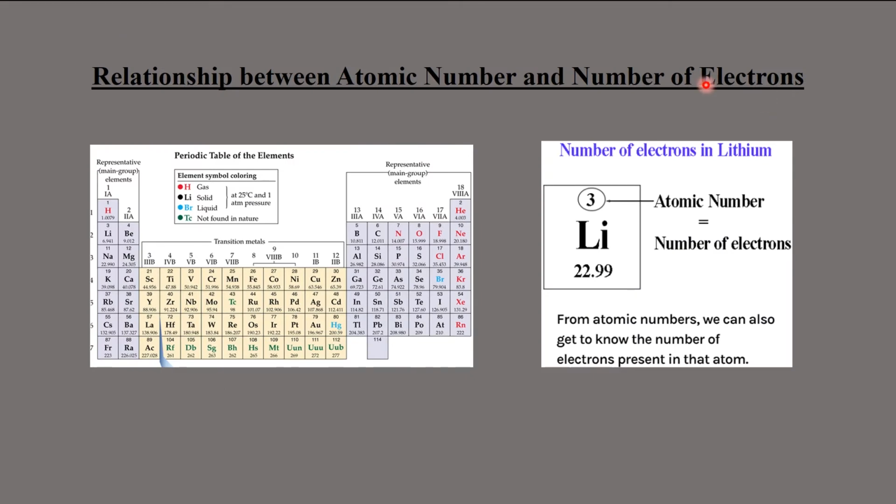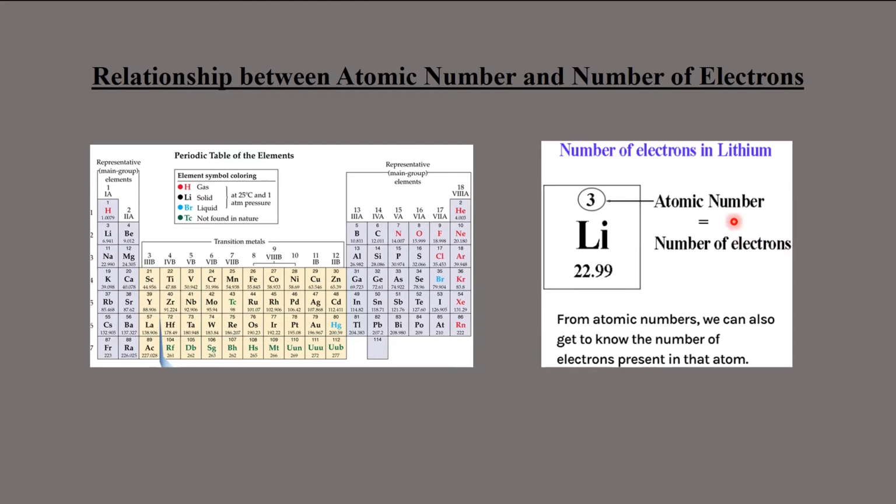Let's look at the relationship between atomic number and number of electrons. As you know, electrons are negatively charged and protons are positively charged. Based on Thomson's atomic model, the atoms of an element are neutral and have no electrical charge. Having both negative and positive particles inside the atom can only be possible if they are equal in number. So, in a neutral atom, the number of protons, or the atomic number, is equal to the number of electrons.